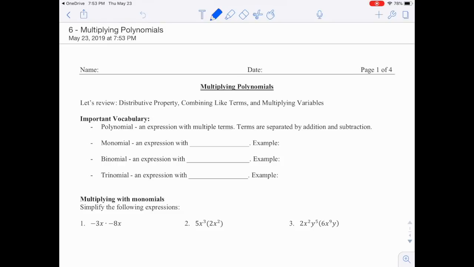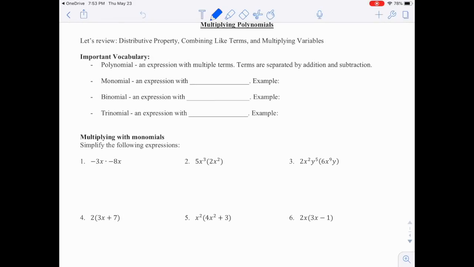Talking about multiplying polynomials. A polynomial, poly means many, so it is an expression with multiple terms or many terms. They are only separated by addition or subtraction, not multiplication, not division. A monomial is an expression with one term, like x or 3. Or even 3x or negative 2x squared. None of those involve addition or subtraction, so it is just a monomial. Each of those is one term.